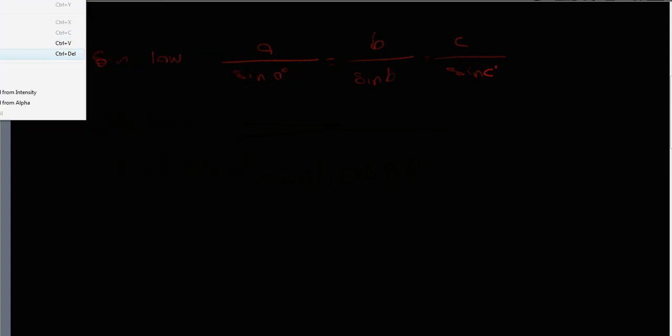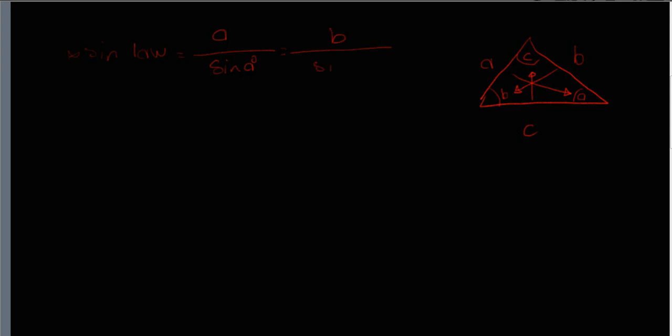The first one is the sine law and the second one is the cosine law. The sine law is, let's draw a triangle here with sides A, B and C. The angle of each side is the one facing it, just to let you know so you don't get confused. So the law is A over the sine of A, equals B over the sine of B, also equals C over the sine of C.